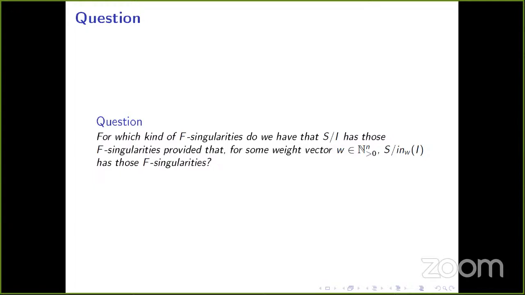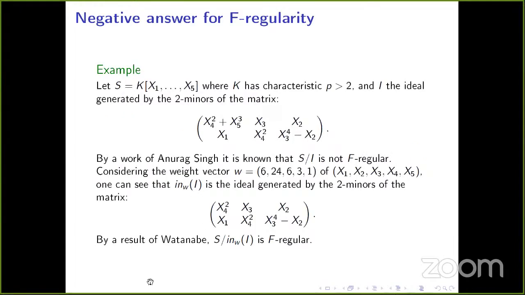In a joint project with Professor Barbaro, we studied this question, and we first see that this question has negative answers for F-regularity and F-purity. So first, the negative answer for F-regularity. Consider the polynomial ring in 5 variables where K is a field of characteristic p greater than 2, then take the ideal I to be the 2 by 2 minors of the following matrix written here.